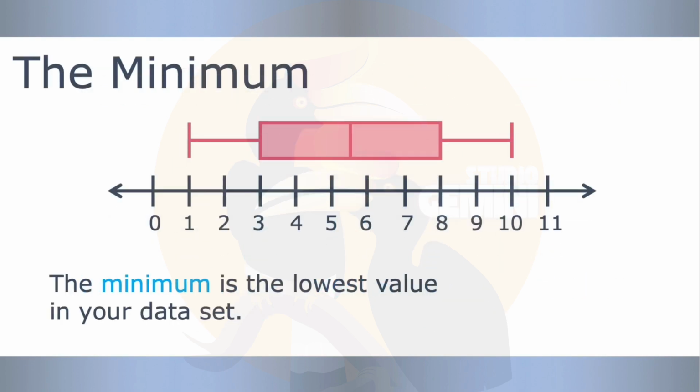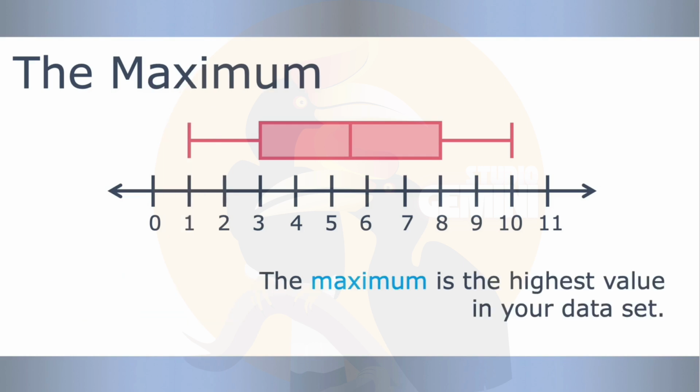The minimum is the lowest value in your data set. In this example, the minimum is 1. That means the lowest value in this data set is 1. The maximum is the highest value in your data set. In this example, the maximum is 10. That means the highest value in this data set is 10.